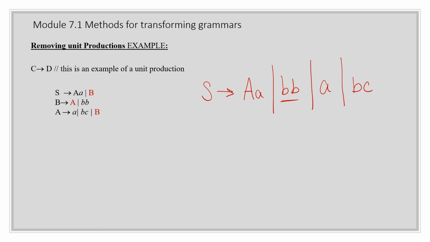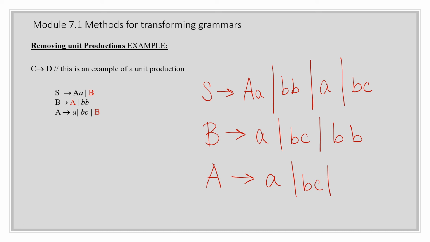All right, then we have our productions for B, and so we would get A, B, C, and of course B, B. So we just substituted for this A these two productions. And then we have to add our productions for A. We have A, of course, we have B, C, and then we pick up B, B. So now we don't have any more unit productions in this grammar.